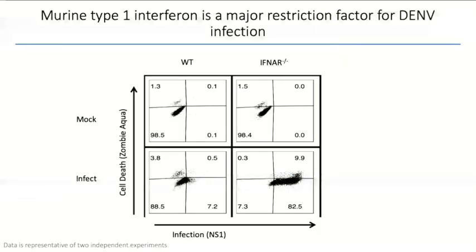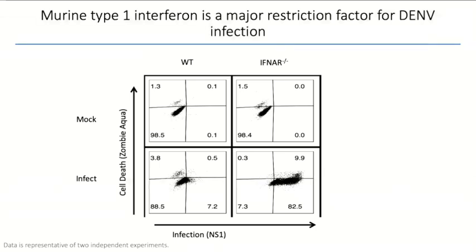Here, I have infected wild-type and IFNAR-deficient BMDMs in the presence of enhancing antibodies. If I can remind you, IFNAR is the receptor for type 1 interferon. IFNAR-deficient BMDMs were very susceptible to dengue virus infection, and you can see that in the right panels. In contrast, even when antibody was used to opsonize virus, there was only a small degree of infection of wild-type BMDMs. From this, we can conclude that murine type 1 interferon is a major restriction factor for dengue virus infection.